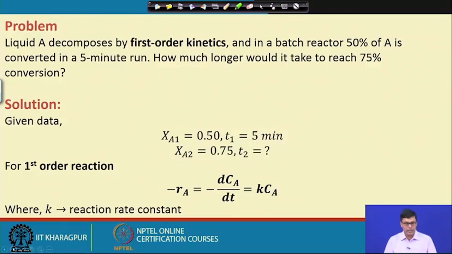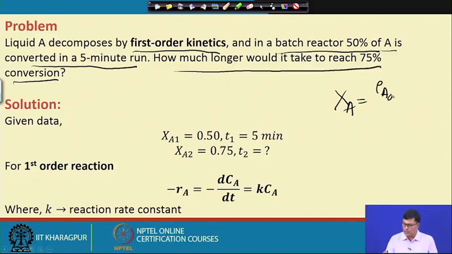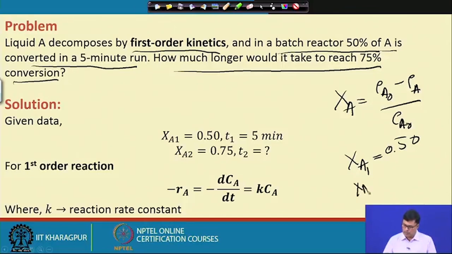Next problem that we have is a liquid A decomposed by first order kinetics, in a batch reactor. 50% of A is converted in a 5 minute run. How much longer will it take for 75% conversion? So we know the fraction: xA equal to CA0 minus CA by CA0. This is called the fraction. If you say this is 50% conversion, then xA will be 0.50. And if you say 75% conversion, we can write this is equal to 0.75. So, this is exactly what is written there: at 5 minutes xA is 0.5, and x2 is 0.75.